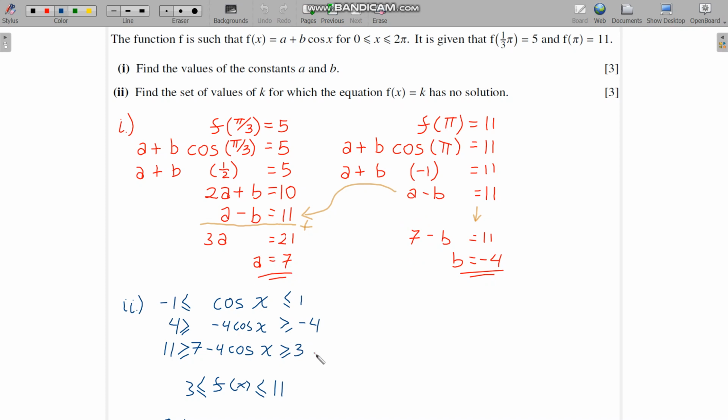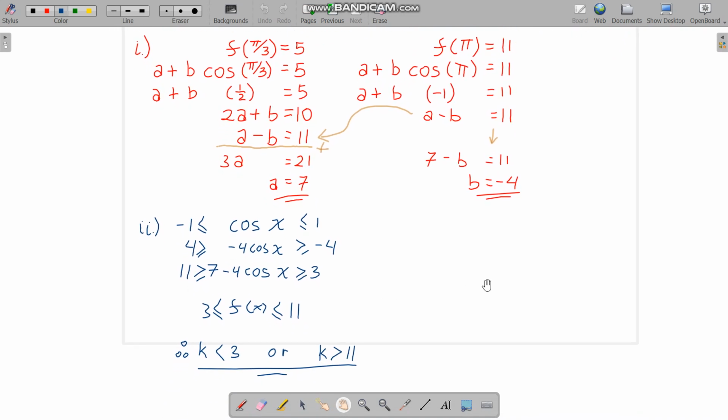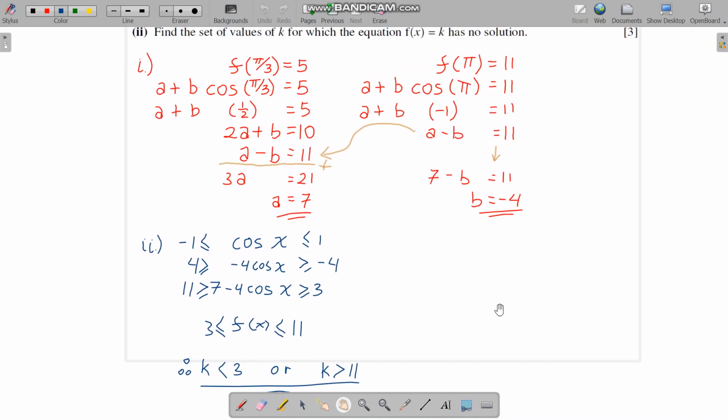And for part 2, find the set of values of k for which the equation f of x equals k has no solution. So cos x is between minus 1 and 1. If we multiply by minus 4, we get minus 1 times minus 4, 1 times minus 4. Because we are multiplying by a negative, we have to change the sign. And we add 7, add 7, add 7. We get f of x is between 3 and 11. We just flip the 3, 11 here. And now f of x is between 3 and 11.